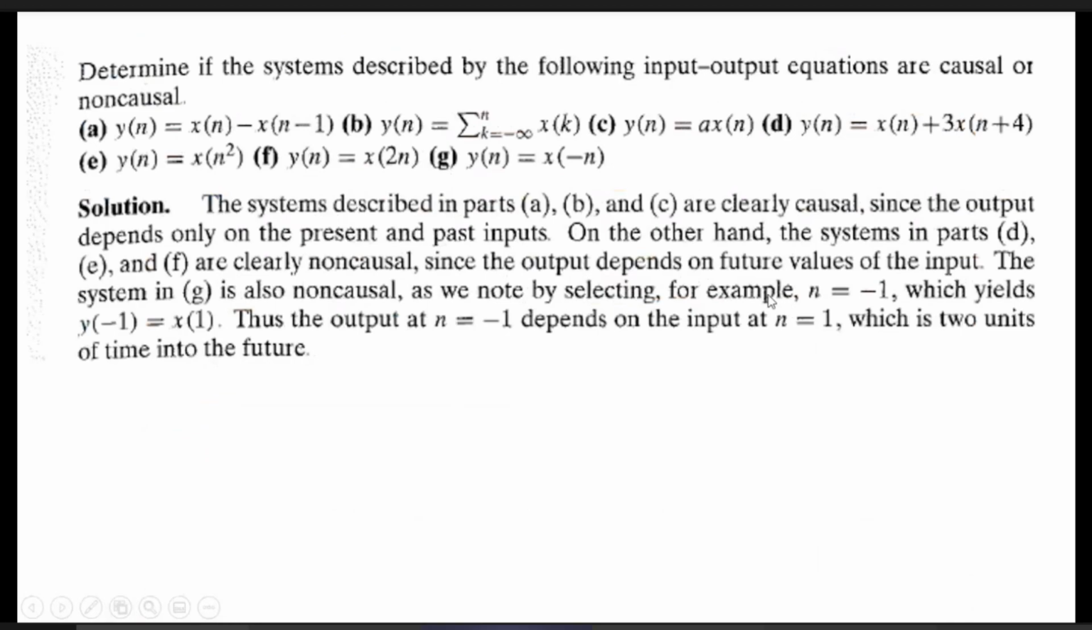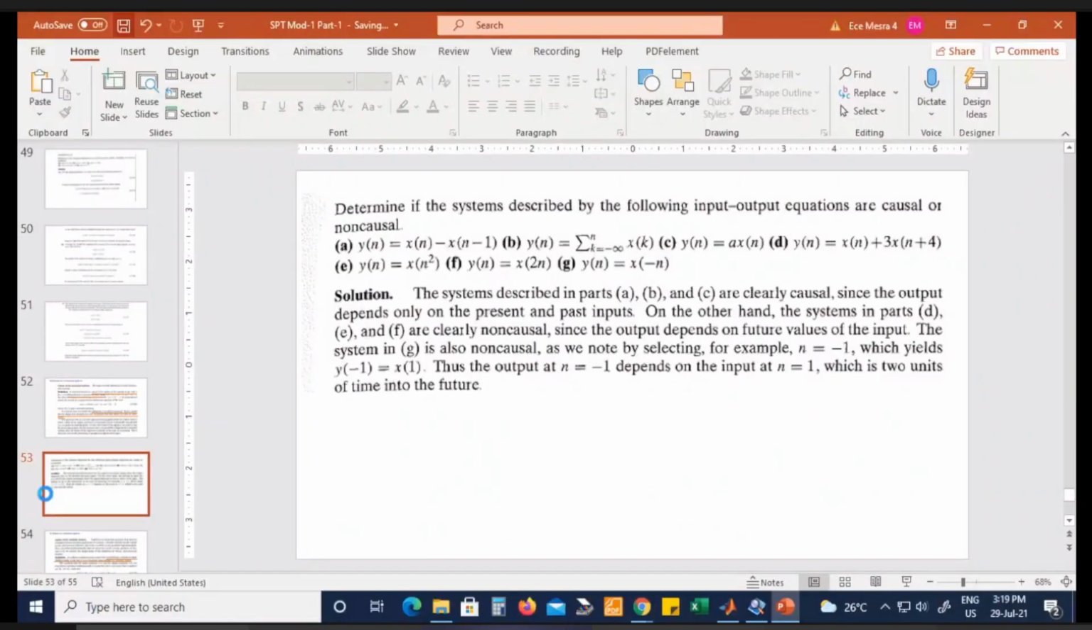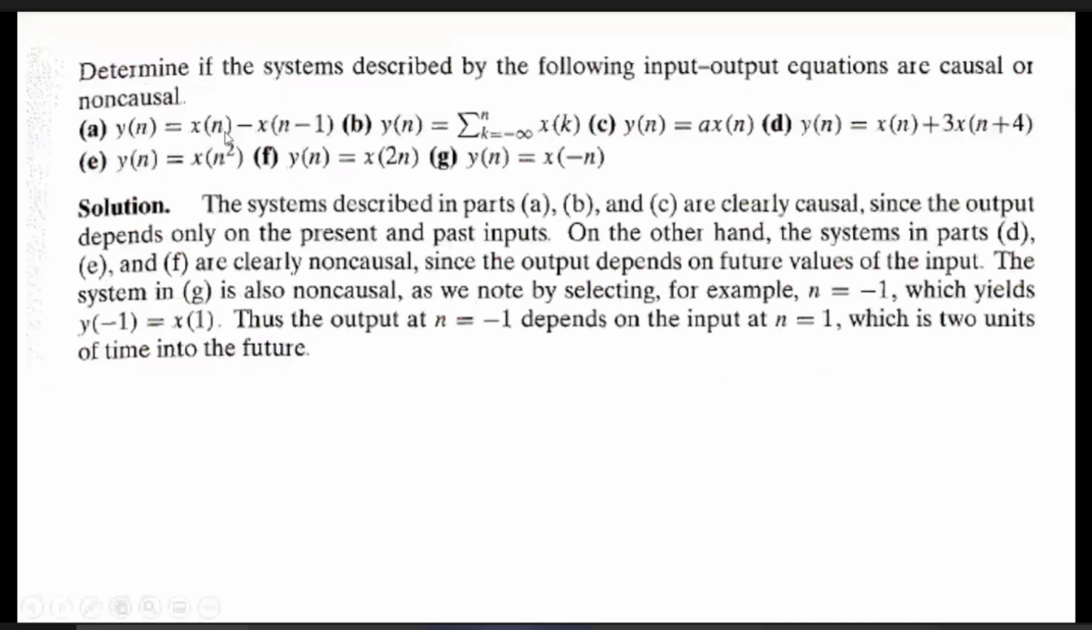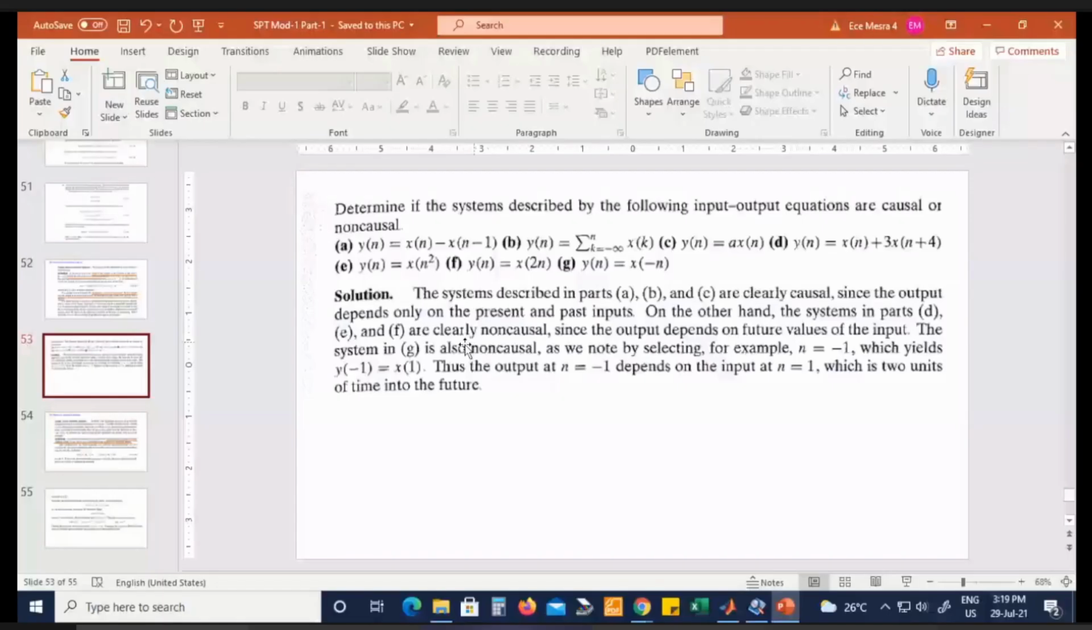ठीक है, अभी देखो, कुछ एग्जाम्पल्स हैं causal and non-causal के, like y of n that is equal to x of n minus x of n minus 1. ये causal है कि non-causal? Is it causal or non-causal? Causal.